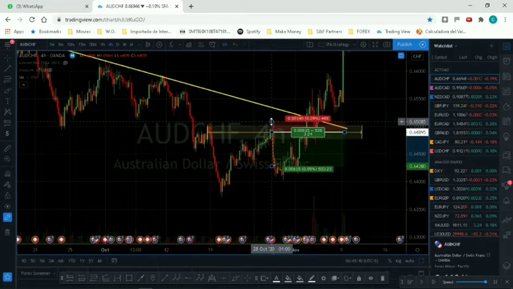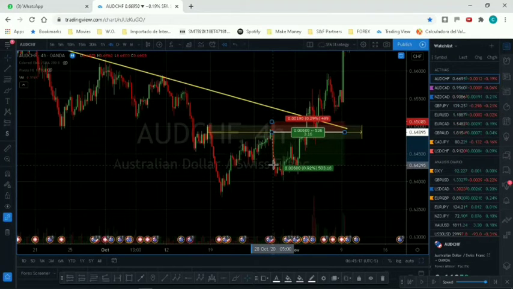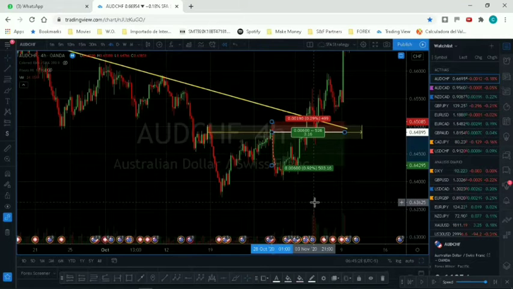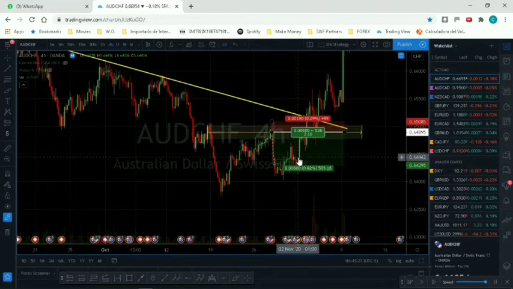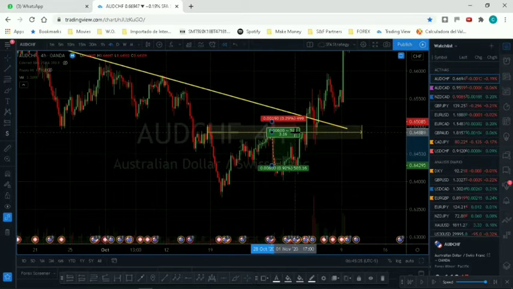My stop loss would have been less than 20 pips, and as I mentioned earlier, I would have taken some 60 pips over here. Let's talk about a 20 pip drawdown and 60 pip take profit, which is a 1 to 3 risk to reward ratio, which is really, really nice, really lovely, right?